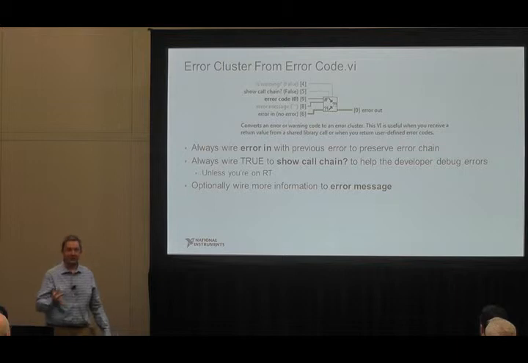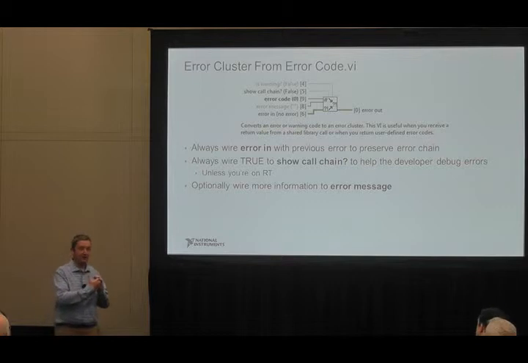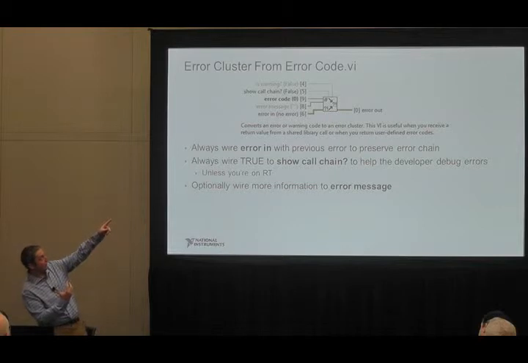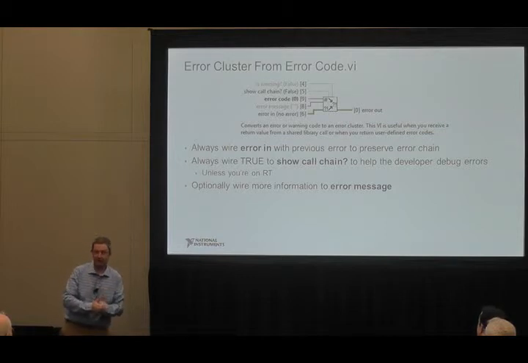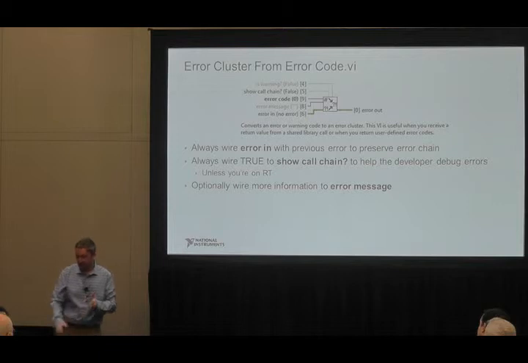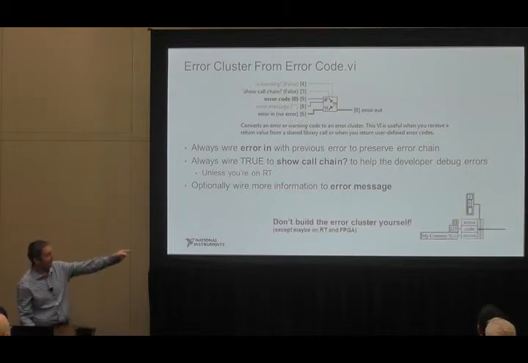So the string in an error cluster can contain a lot of information. It's not just the call chain. It can contain information about the call chain of the VI. It can contain the string that you provide here, which is the error message. There are other tags you can stick in that string that signify different things. So the source string in an error cluster is really complicated. And that's actually one of the reasons that I don't want people building the error cluster themselves.